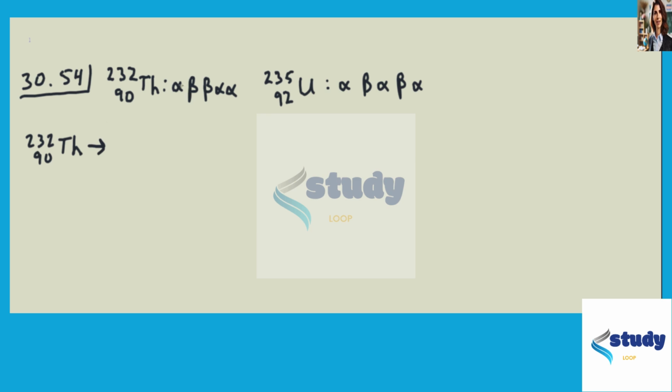we are told first it decays by an alpha. So we're going to have an alpha here, and so we need to subtract off these numbers from the corresponding one on the thorium. So that's 228, 88, which is radium.